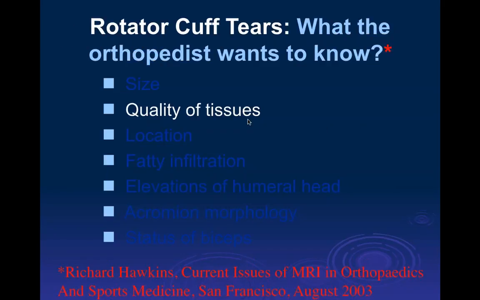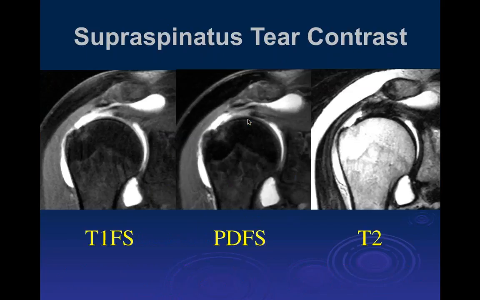Now, the MR can also tell us about the quality of the tissues. And again, we're primarily talking about the different kinds of contrast that we see on technique. We'll talk about more pathology when we actually get to the rotator cuff section. But here on a contrast examination, we can see that there's a complete tear on the T1 FatSat with fluid extending into the subacromial subdeltoid bursa.